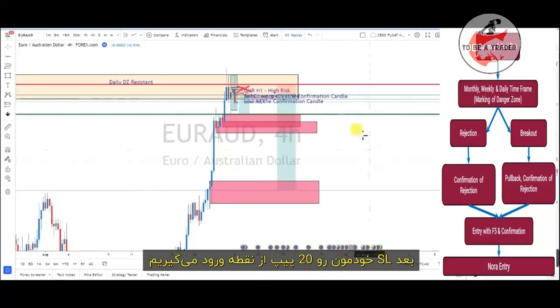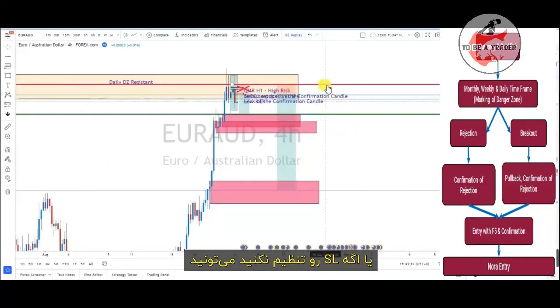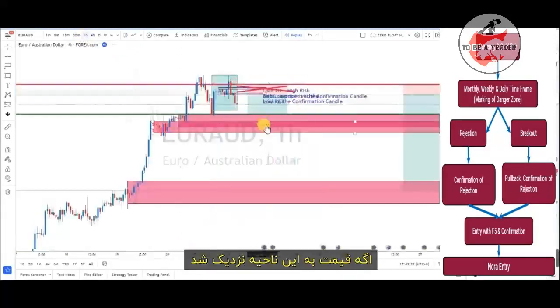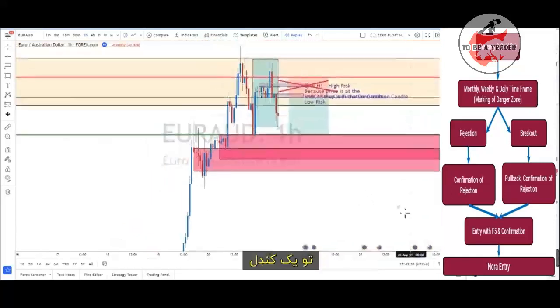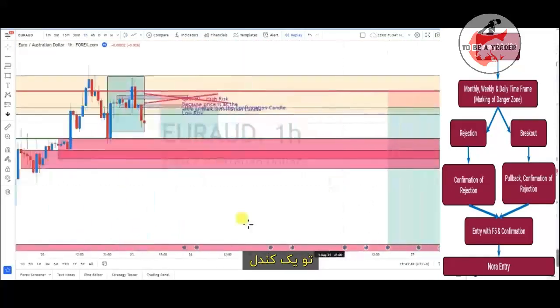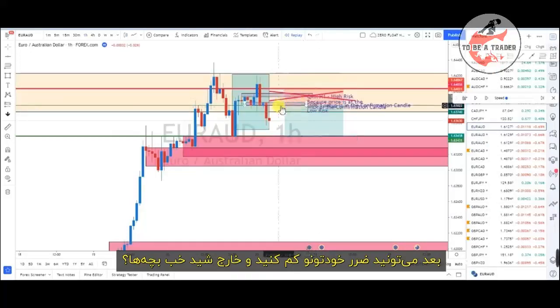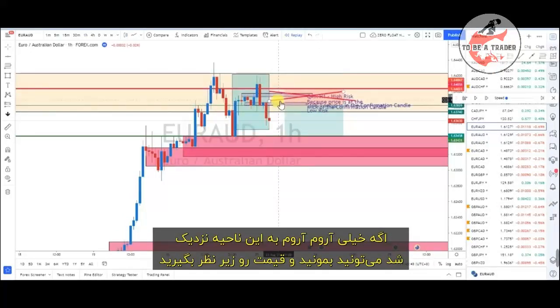Next, we set our SL, okay, 20 pips from our entry point. Or if you do not set SL, then you can monitor the price. When the price comes back into this zone, if the price closes above this zone in one candlestick, okay, then you may consider to cut loss your trade. Okay, guys, if it is a small candlestick, then you can monitor further.